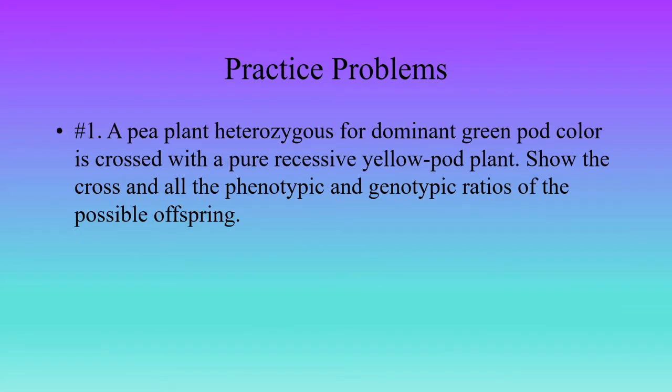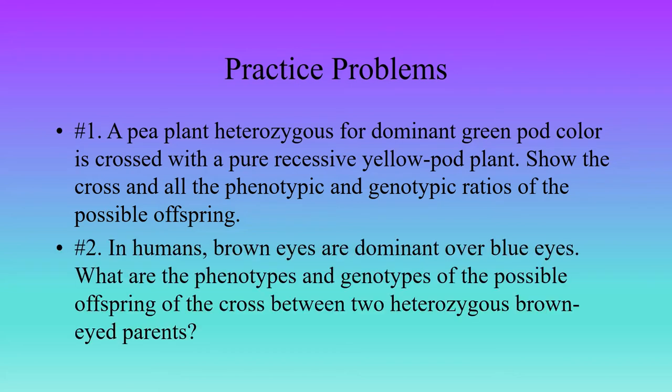For example, number one, a pea plant heterozygous for dominant green pod color is crossed with a pure recessive yellow pod plant. Show the cross and all the phenotypic and genotypic ratios of the possible offspring. Then here's another problem. In humans, brown eyes are dominant over blue eyes. What are the phenotypes and genotypes of the possible offspring of the cross between two heterozygous brown-eyed parents?